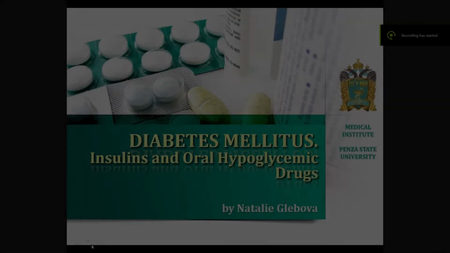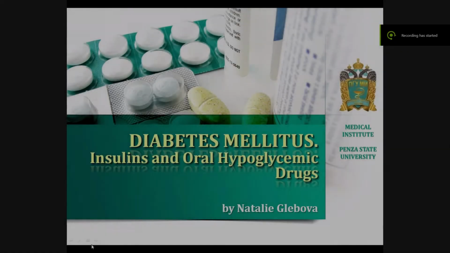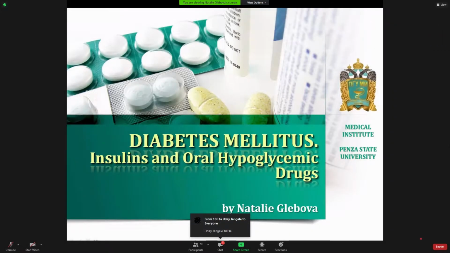And we will discuss it in the next class. So pancreas hormones like insulin and diabetes mellitus and the treatment of different types of diabetes.